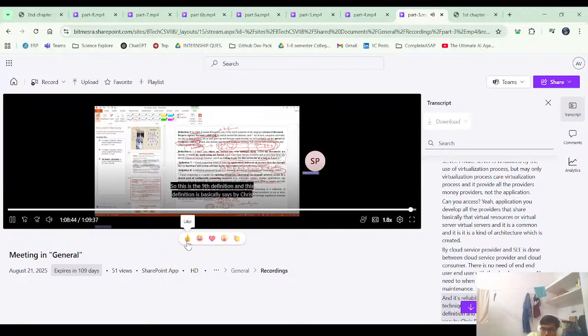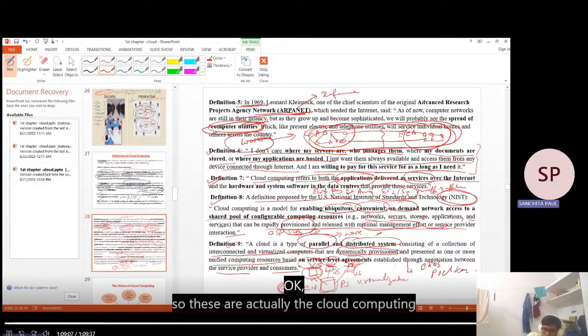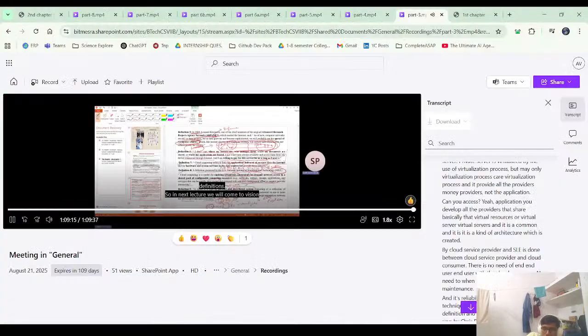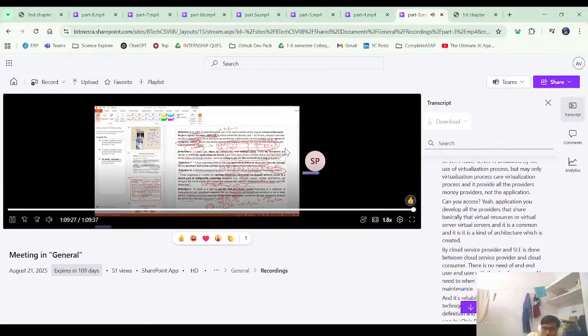So this is the ninth definition, and it is said by Chris Polker. Okay, so these are the cloud computing definitions. In the next lecture we will come to the vision, mission, characteristics and benefits of cloud computing, etc. Okay, till then I'm ending this session.